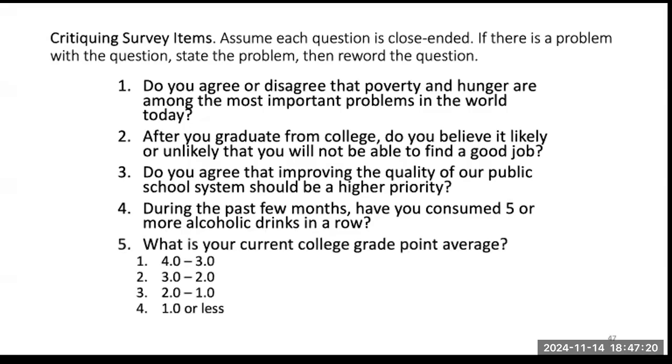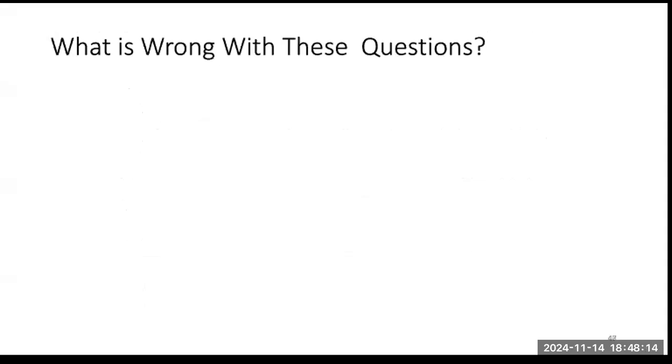How about this last one? What is your current college grade point average? 1, 4.0 to 3.0, 2, 3.0 to 2.0, 3, 2.0 to 1.0, or 4, 1.0 or less. Any problems with that one? What if you had a 3.0? Which one would you circle? Right, so the problem is that there are values that are overlapping and in two different answer possibilities. So it should be 4.0 to 3.0, 2.9 to 2.0, 1.9 to 1.0, 0.9 or less, or something like that. But you should not have values that are overlapping that way. Again, we want to minimize ambiguity, right? That's really important.